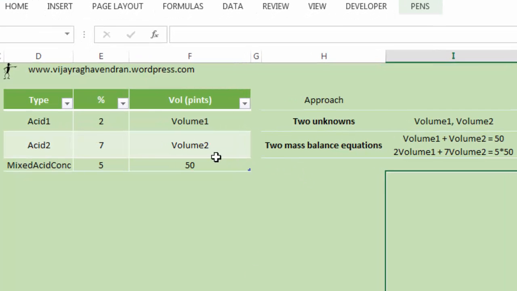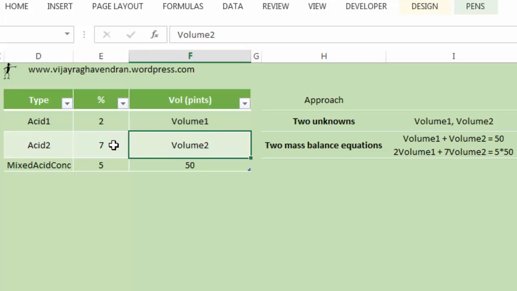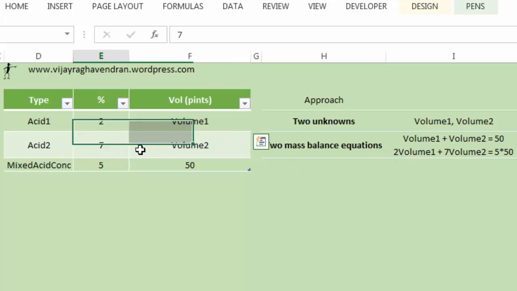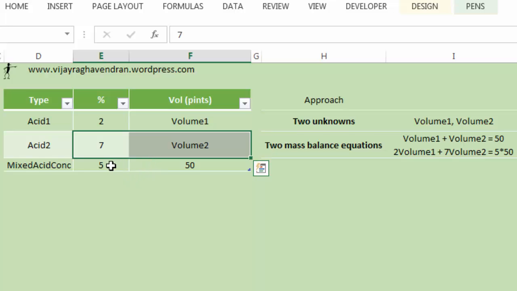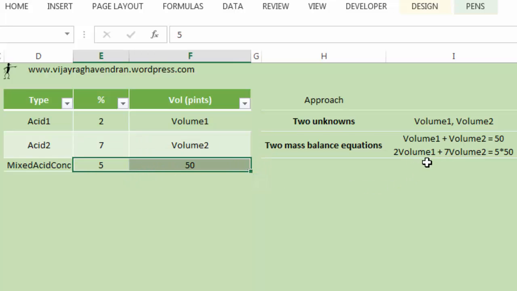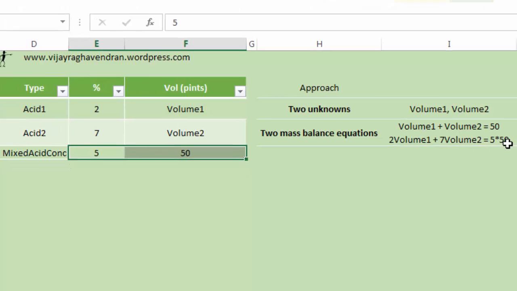The second equation is, as we saw earlier, that mass is equal to concentration times volume. The concentration is here and the volume is here, so when I multiply these two, I get the mass. The mass of acid 1 plus the mass of acid 2 must equal the mass of the final acid. That's what I'm doing here: 2 times volume 1 plus 7 times volume 2 gives 5 times the final volume that we need, which is 50 pints.